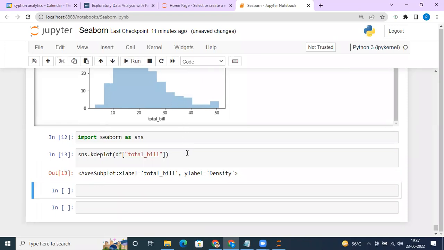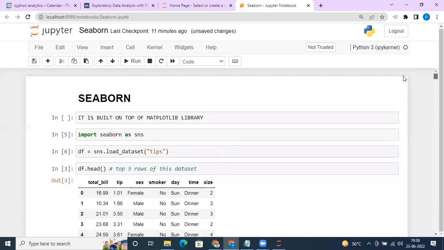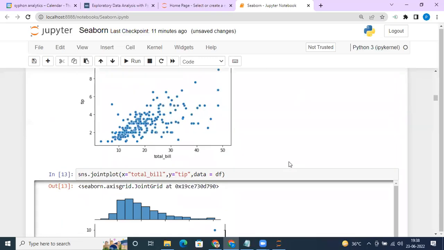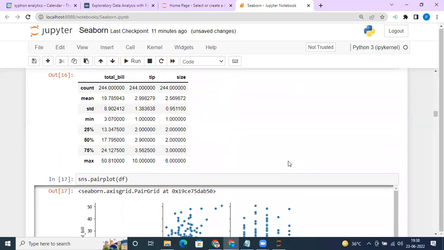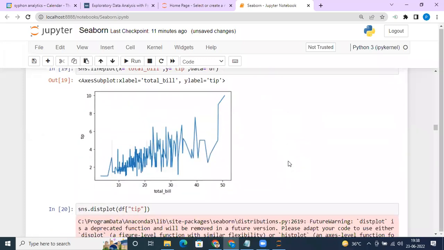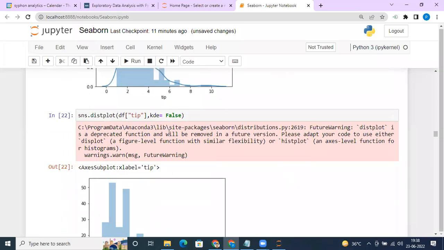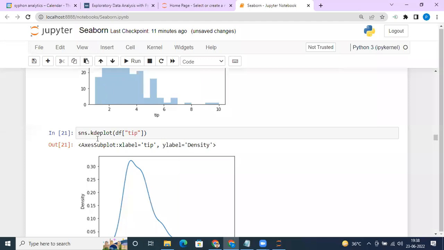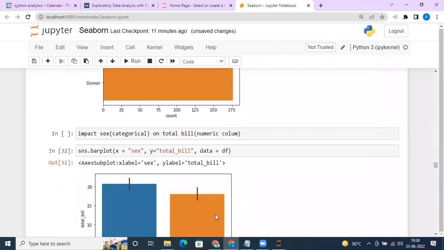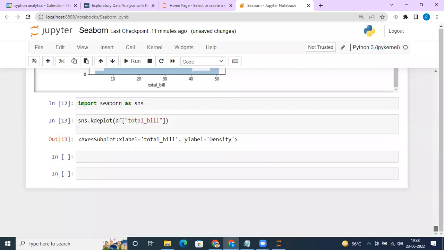Instead, can't we write just sns.kdeplot, then total_bill, and then data equal to df? That we can do, but it should accept this as well. See, we have done that today only. If I go back again, yes, I noticed it. So it should have taken that. See this, it's working perfectly. Why is it not taking it this time? Same thing is there.